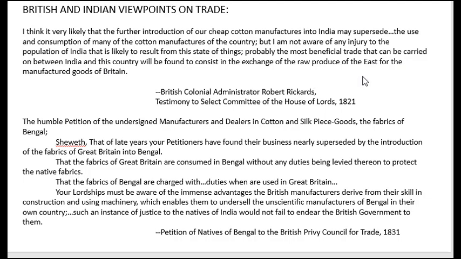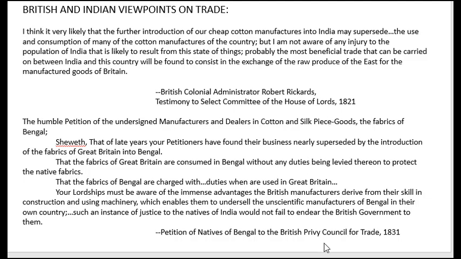Probably the most beneficial trade that can be carried on between India and this country will be found to consist in the exchange of the raw produce of the East for the manufactured goods of Britain. In other words, Britain is imposing this kind of trading system in which Indians produce the raw materials, which are of less value, and the British produce the manufactured goods. Again, destroying the Indian textile industry in the process.